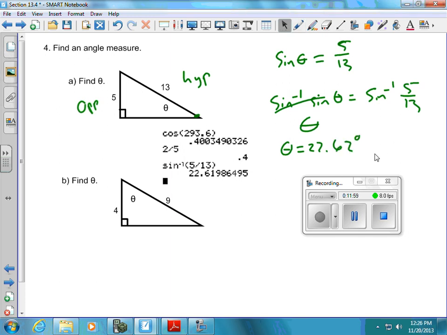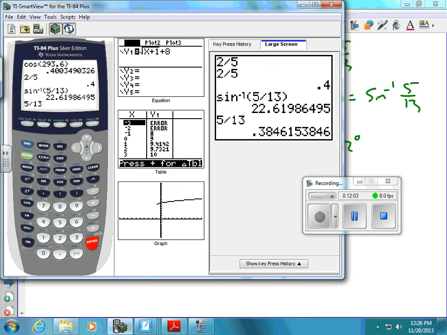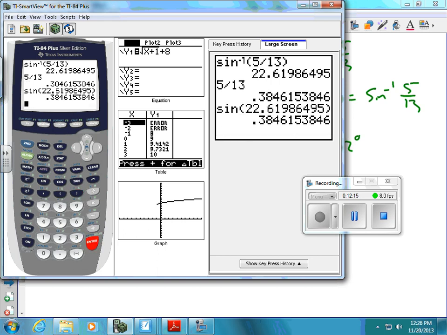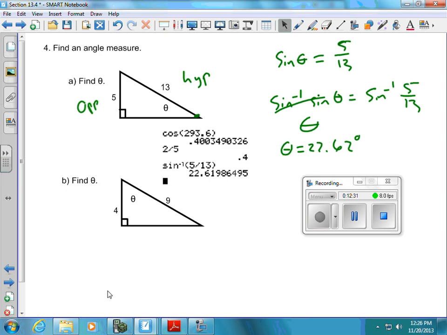Always check it in your calculator. How would I check that? See what the ratio of 5 over 13 is as a decimal, then take the sine of that answer, 22.62. You get the same thing. Now, if you rounded it to 22.6 and did the sine of that, you're going to see that you're off a little bit, but it's pretty close. So that's what should happen. When you plug it back in, both ratios should be the same.